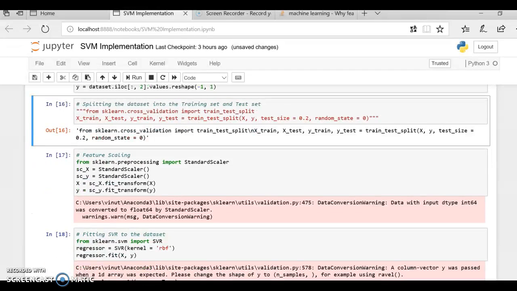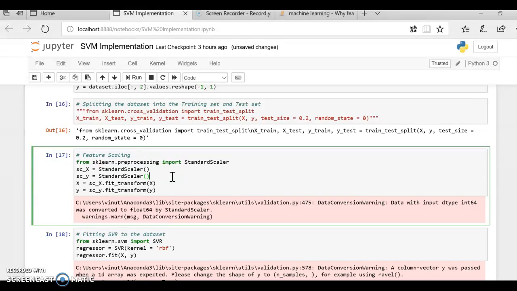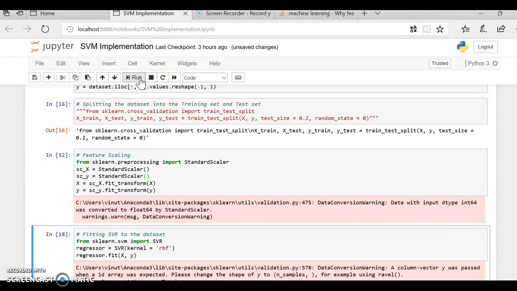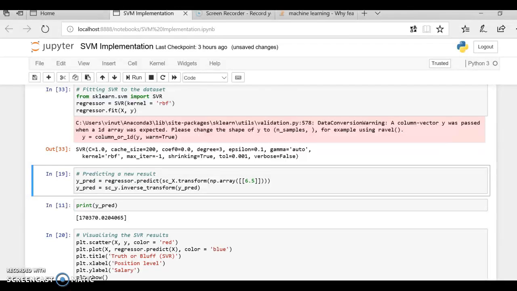Further, I'm also doing feature scaling here, since the values are too large on the other parameter and we need to optimize. As I do this feature scaling, I further run the regression model of SVR with the kernel RBF, which is the nonlinear regression model. And as I run this, I'm now going to predict the new result based on the input.